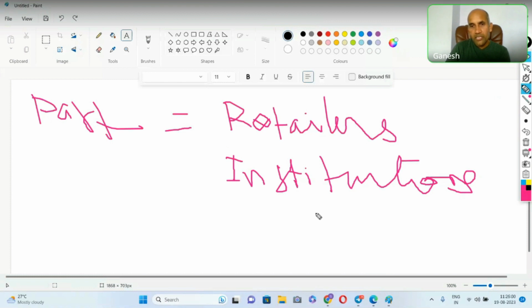Okay. Under institutions, who are there? FIIs and DIIs, right? These are big institutions. Yeah. So, how many participants are there? Totally 2.